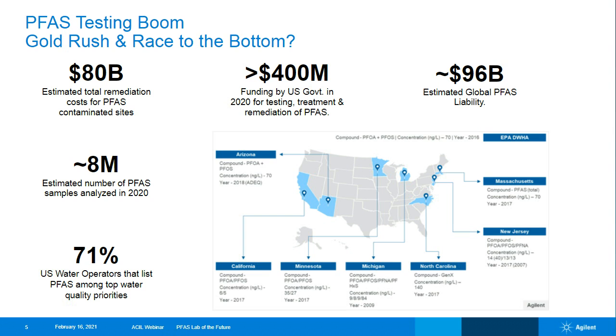There have also been estimates of about 8 million PFAS samples that have been run in 2020 globally. So that's a huge amount and a lot of testing that's already ongoing. Another critical factor to point out, though, is from the experts, right? And you'll notice here that 71% of U.S. water operators in a survey listed that PFAS was among their top water quality priorities and concerns in their water catchments in the U.S. So almost 3/4 of water operators see PFAS as being an issue that has to be dealt with in their territories.